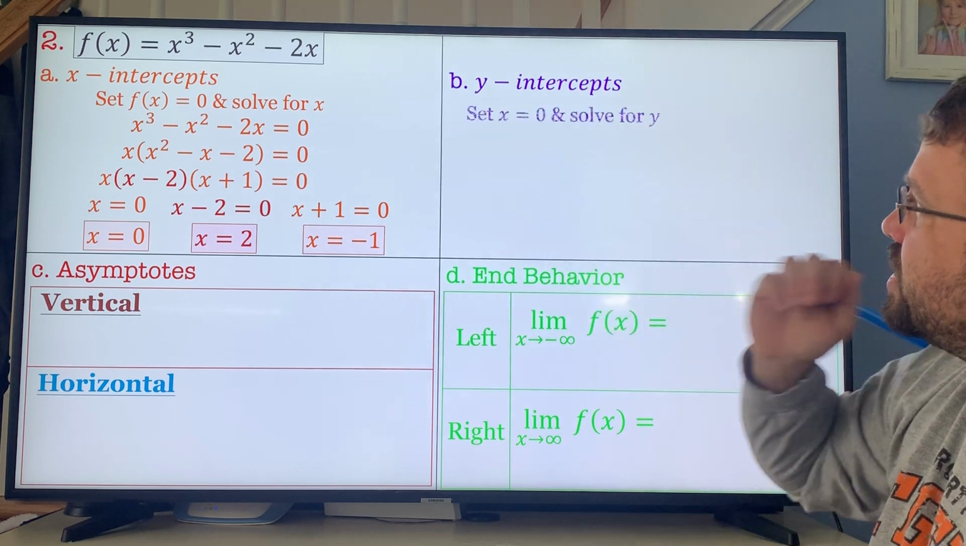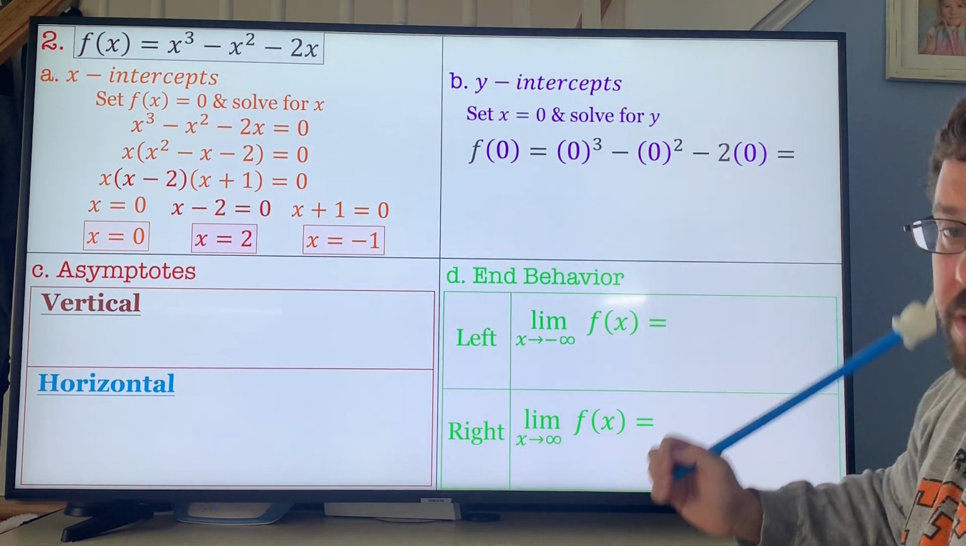Find the y-intercept, you set x equal to 0. Well, when you set them all equal to 0, 0, 0, 0 is a 0.